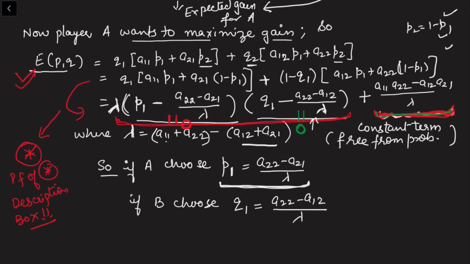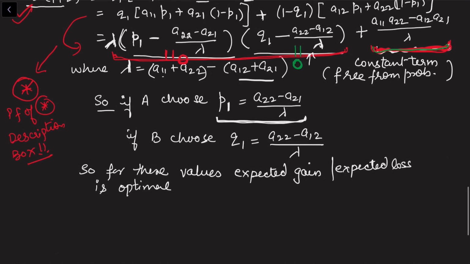So once we have selected P1, P2, we know the value for P2 and Q2 also. For these values, the expected gain and expected loss are optimal for both players, because they both will settle down at a quantity which becomes the value of the game. So this becomes the value of the game.